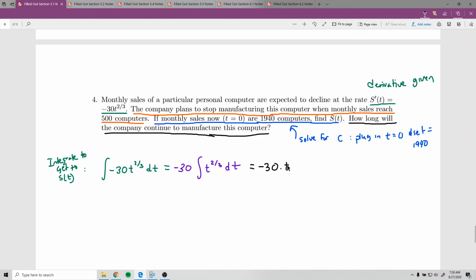We add 1 to the power. 2/3 plus 1 is 5/3 because we do 2 plus 3, which is 5. We divide by the new 5/3. That's our power rule, our rule 4. Plus c. Don't forget, we're integrating. We have to write the plus c.